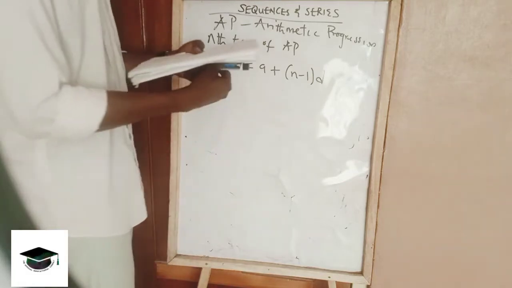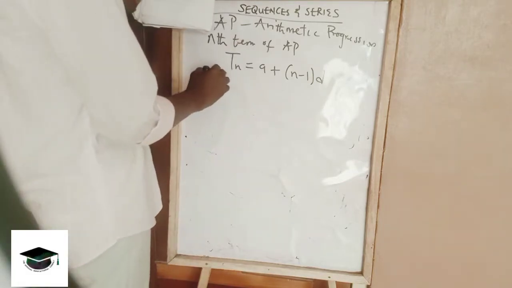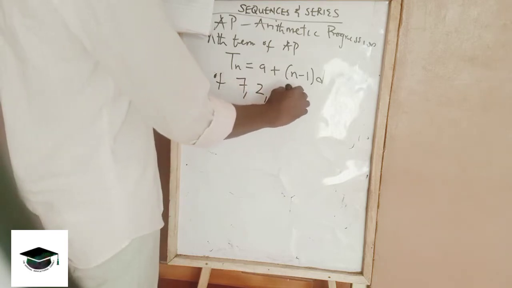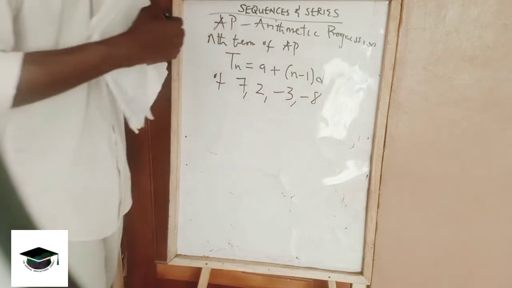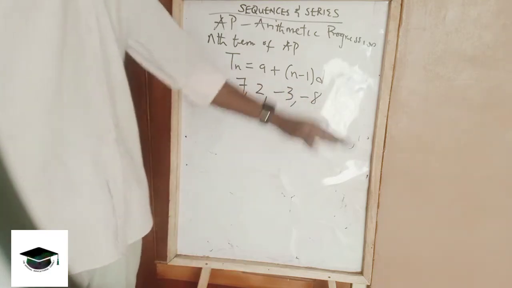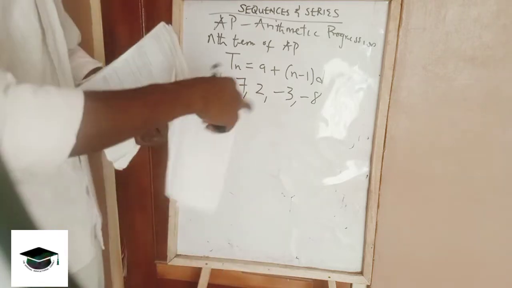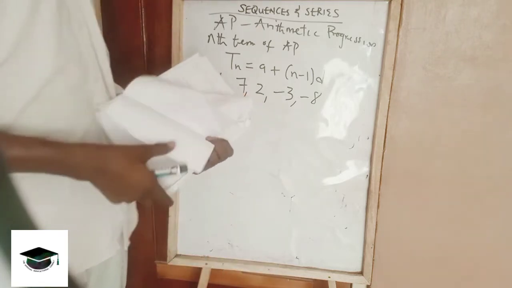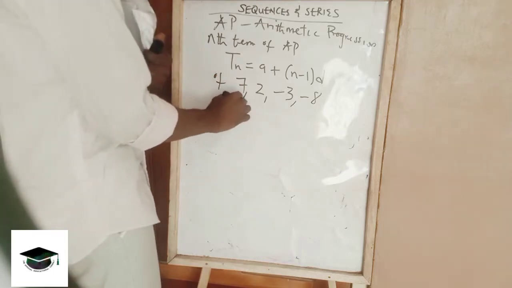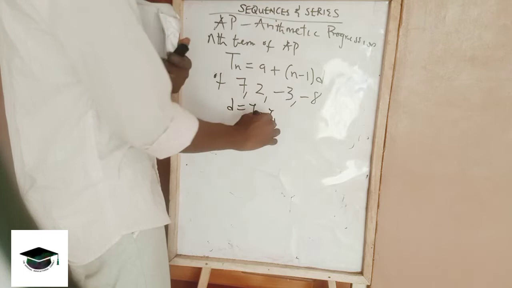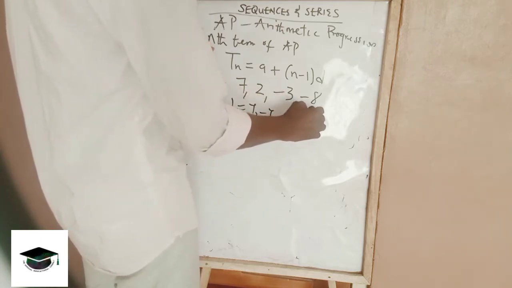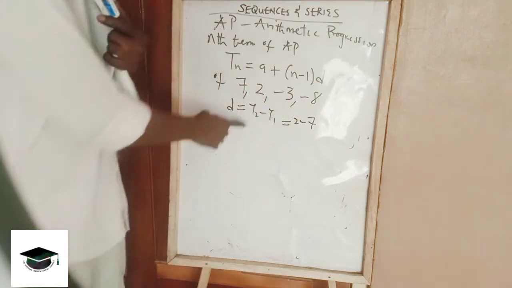It says find the nth term of 7, 2, minus 3, minus 8. Now, you're asked to find the nth term of this sequence. The first thing to do here is to note what your common difference is. What's your common difference? Your common difference is T2 minus T1, right? So what's your common difference? That's going to be 2 minus 7. This T2 means the second term.